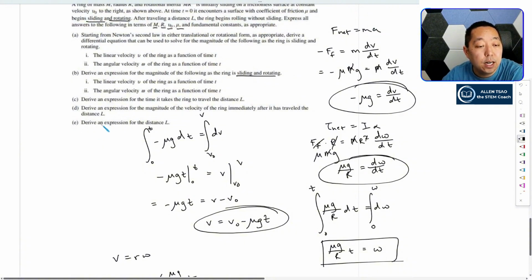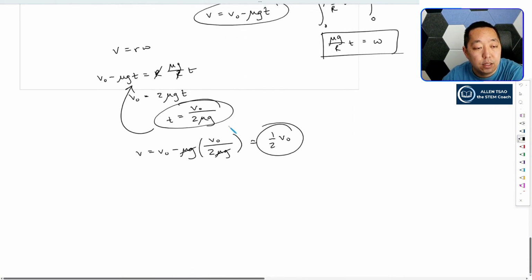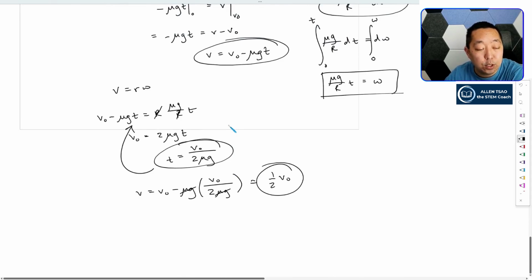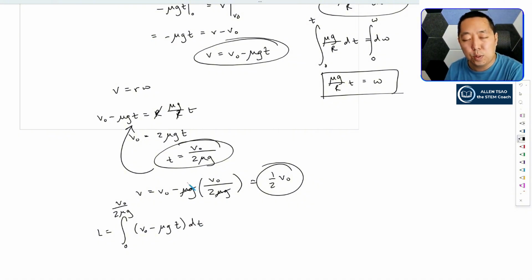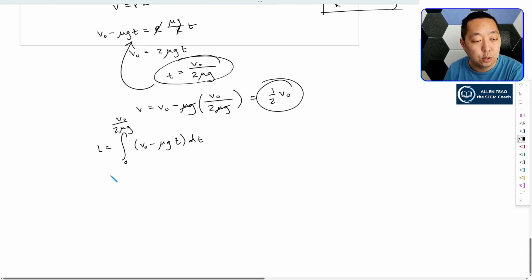And then finally, derive an expression for the distance L. Now, this one, there's a couple of ways you can do this. I would just do the velocity equation. L is going to be the integral from 0 to this time, v naught over 2μg, of the velocity equation, right? That's one way to do just the displacement. You integrate the velocity over time. That's going to give you how far you travel. There's probably a way to do it with the angular one, but honestly, I think that would be a little bit less intuitive.